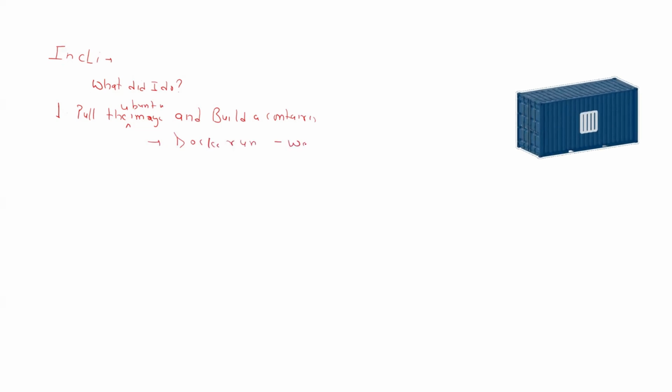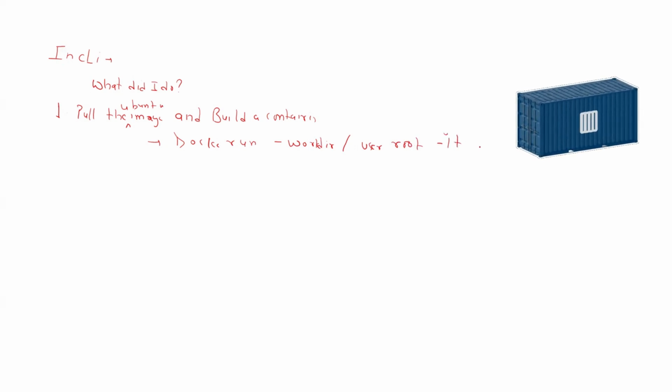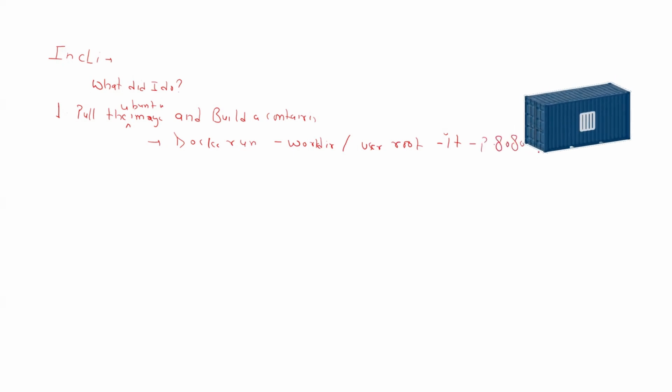I set the working directory, workdir, right? I said it will be root. I set the user. I said it will be root user. I set the interactive mode of the shell. I said I wanted to have an interactive mode. Then I set the port. I said it will be 8080. And finally, I gave the image name which I want to build or mount. So this is the image I gave. This is what I have done when I pulled the image actually.